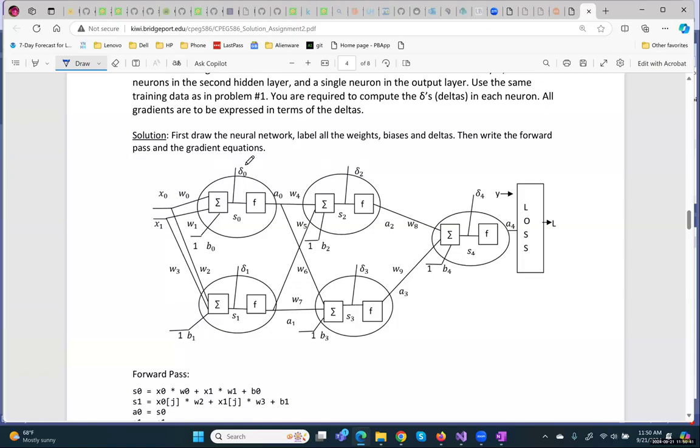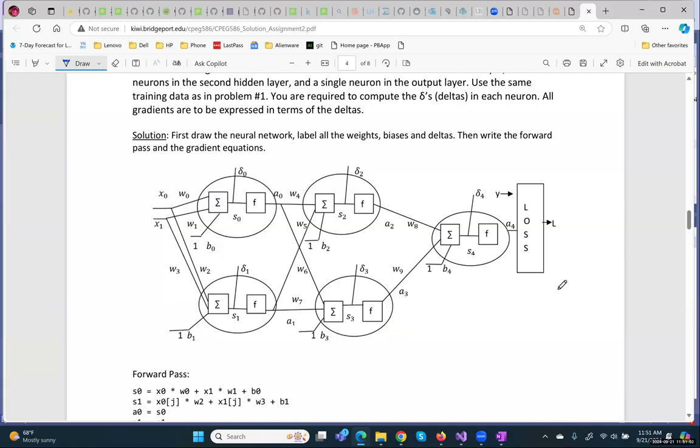Let's go to delta 0. How is delta 0 related to the other deltas that you see over here? W4 into delta 2, W6 into delta 3. Yes, plus. That is correct. W4 into delta 2 plus W6 into delta 3.